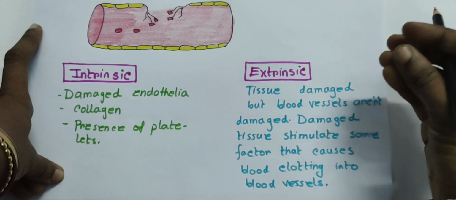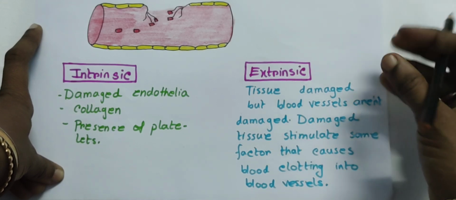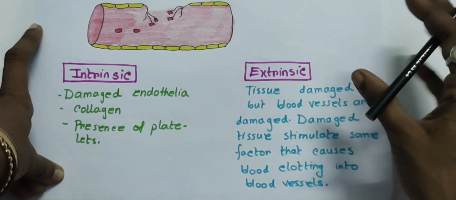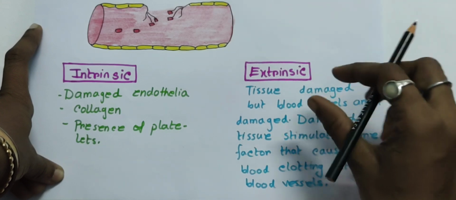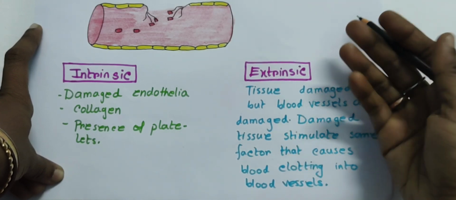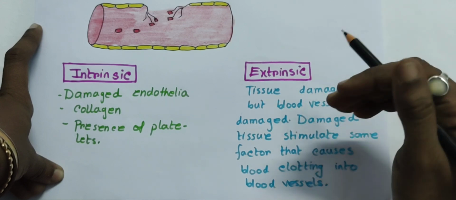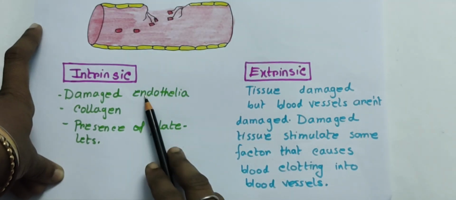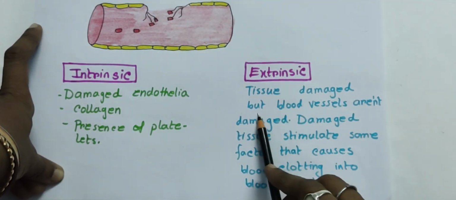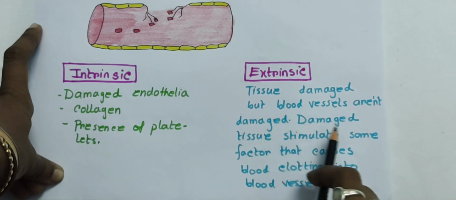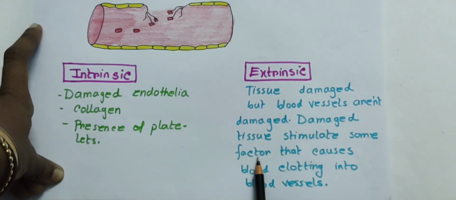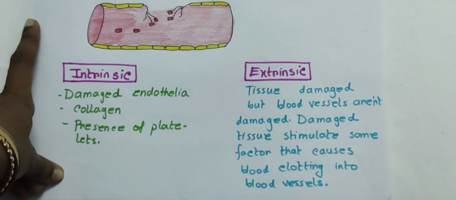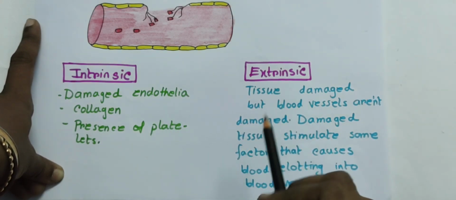And the factors transfer a signal to the blood vessels for the formation of the clot apparatus. That is the extrinsic pathway. The signal is coming from the external side, from the tissue, for formation of the clot. But intrinsic is where the blood vessels are damaged. In extrinsic, the tissue is damaged but blood vessels are not, and the damaged tissue stimulates some factors that cause blood clotting in the blood vessels. So let's come to the steps. What steps are involved within the intrinsic and extrinsic pathways?